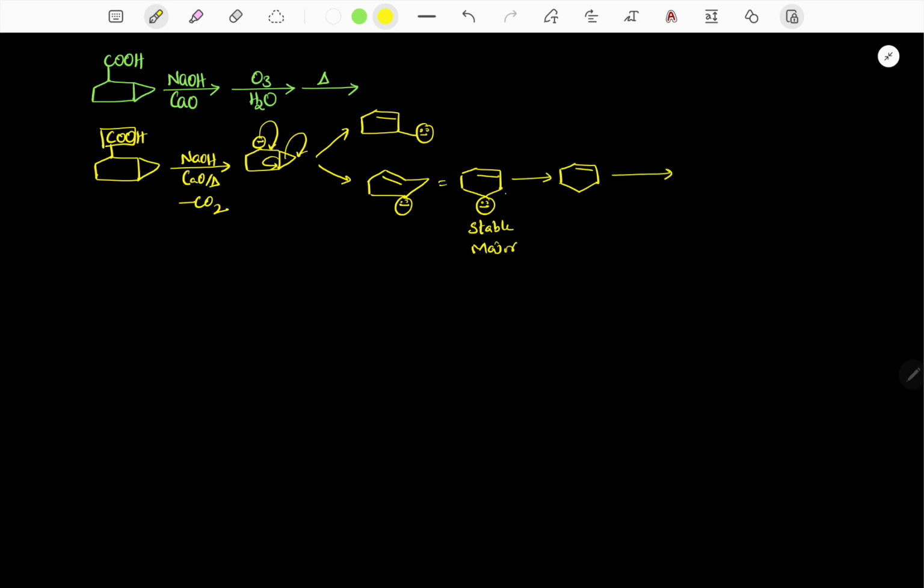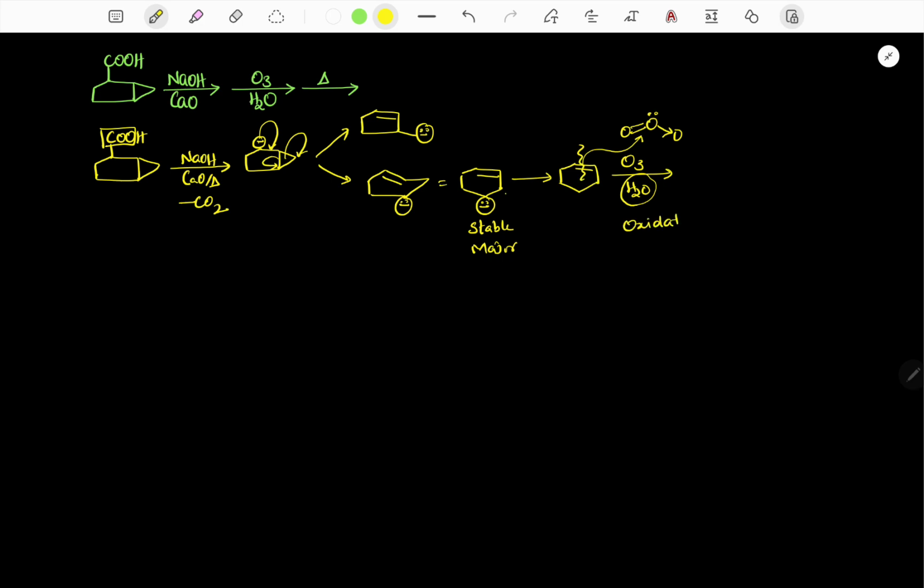Now this alkene is treated with O3 and H2O. So it is ozone. It is an ozone molecule. The ozone molecule is an electrophile, so the alkene reacts with ozone. After that it undergoes oxidation in the presence of H2O. It is oxidative ozonolysis.